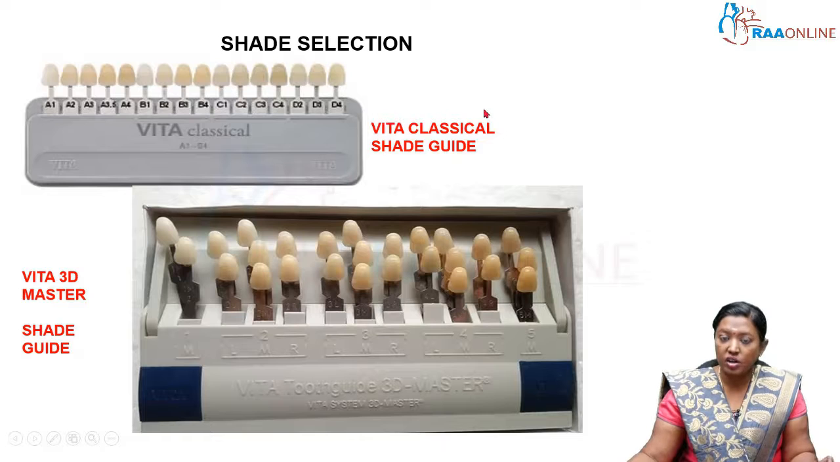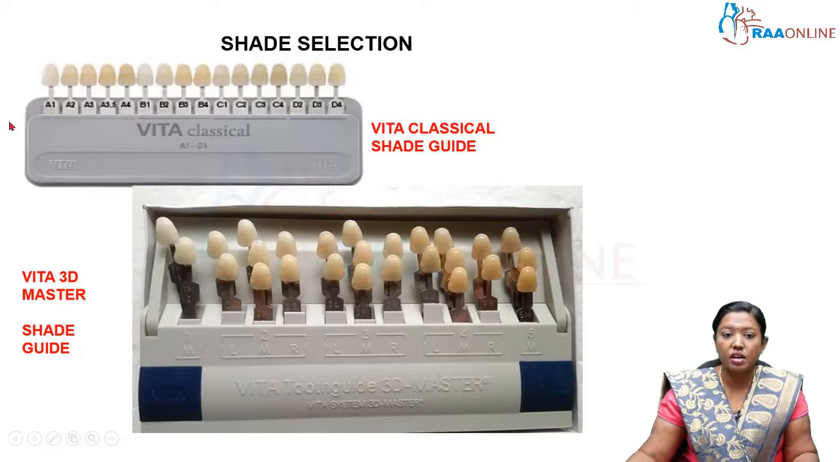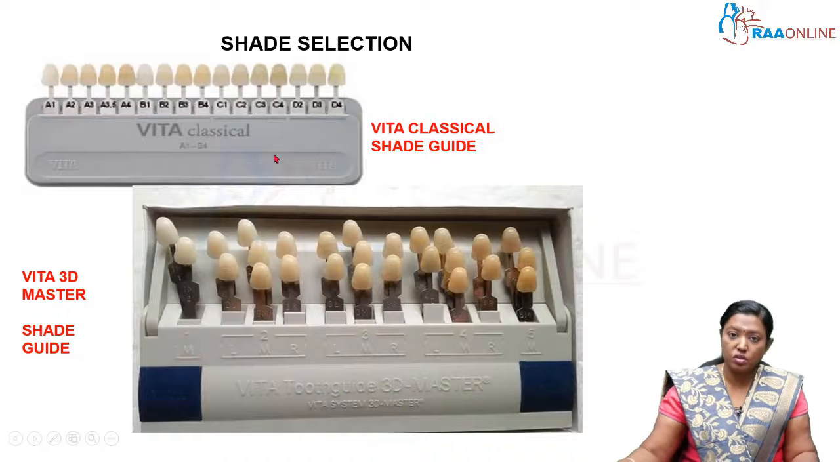So ideally in your regular clinical practice, 2 shade guides are available. The first one is the Vita Classical Shade Guide, and this is the Vita 3D Master Shade Guide. So you can use both, but ideally Vita 3D Master is recommended. In the Vita Classical Shade Guide, as you can see, the shade tabs are arranged from A1 to D4. When it indicates a value of 4, it is a dark shade. When it indicates a value of 1, it is a light shade. So, depending upon this, you can do the shade selection.